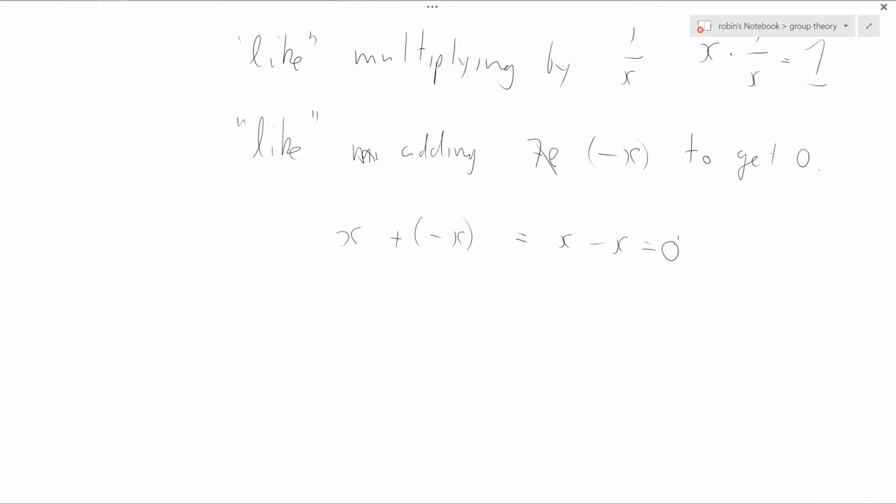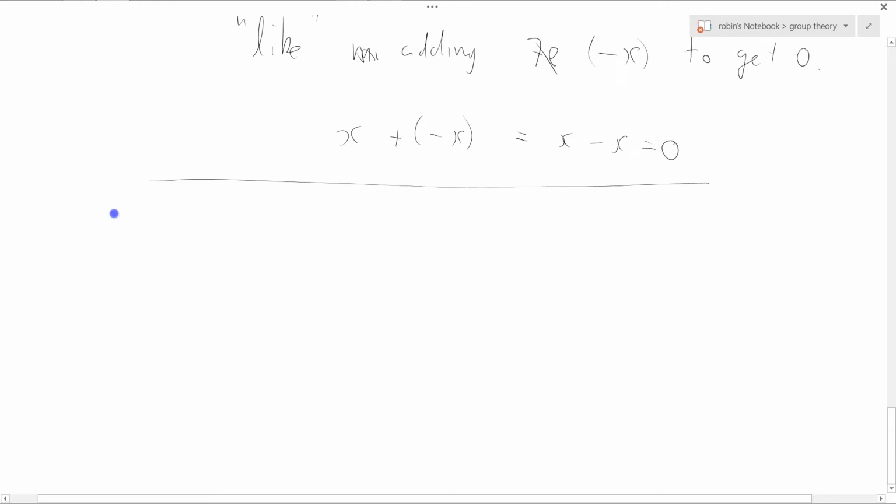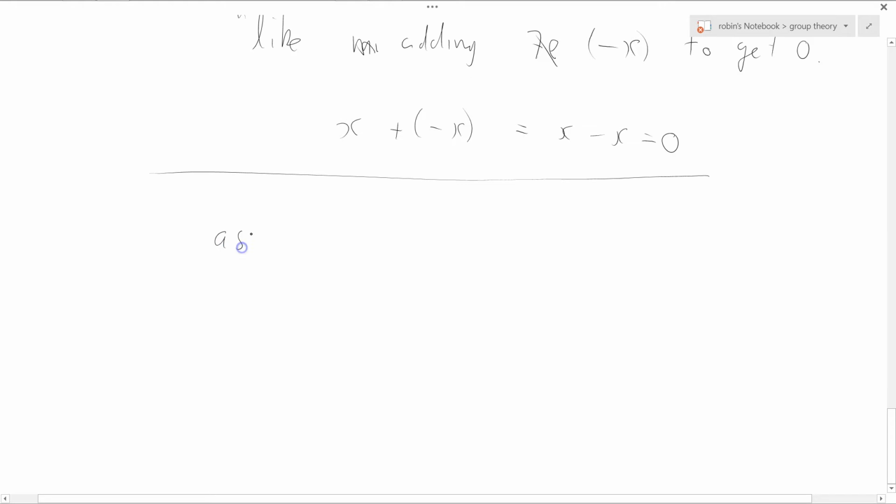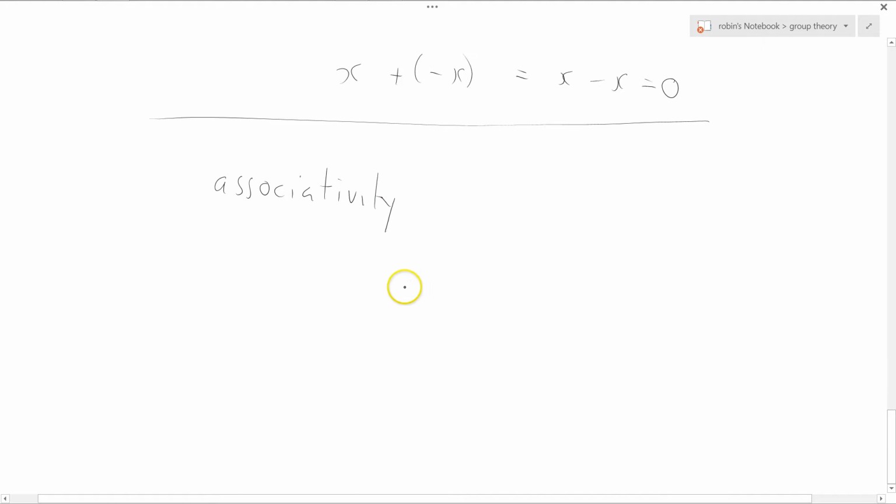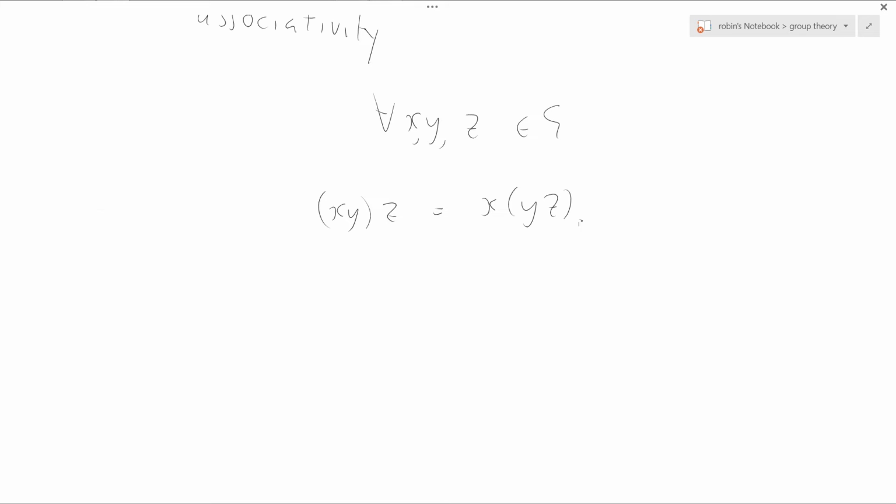This is a longer screencast than most, but I think it's important to put all three of the axioms here. There's a final one called associativity. And that says this. That says that for all x, y and z in the group, (xy)z equals x(yz). And I've spent a long time in my research thinking about associative operations and how to classify them and how to think about them.